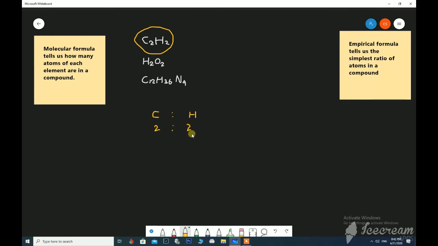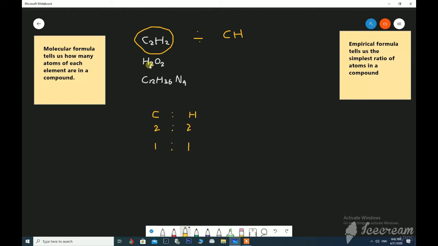Can we simplify it further? Yes, we can divide both of them by 2. So, it will be 1 to 1. By dividing each element by 2, we can get the empirical formula for this. It is CH.